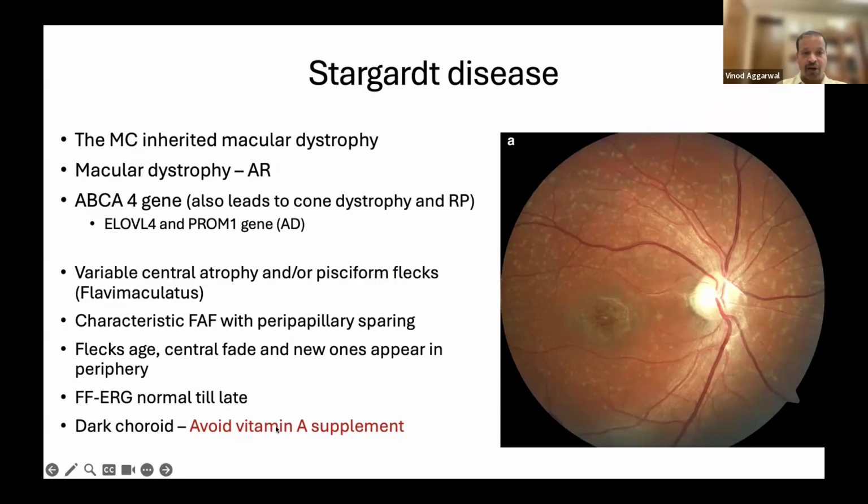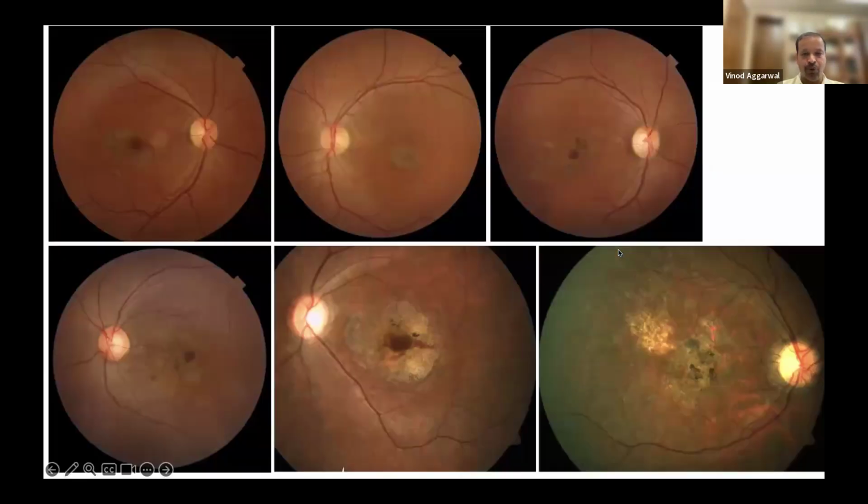So again, dark choroid has been historically taught to us, but nowadays FFA is not done most of the times, as fundus autofluorescence suffices. What is again very notable in these patients is that these flecks appear centrally and subsequently they fade away, and the fresher flecks come at peripheral area to the previous ones, and this cycle keeps on going.